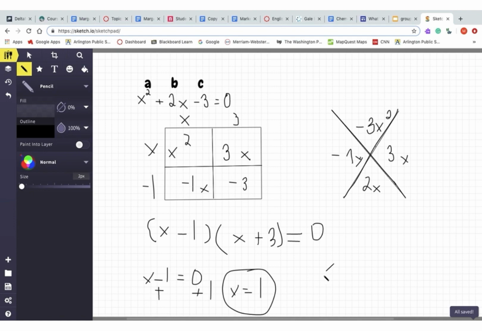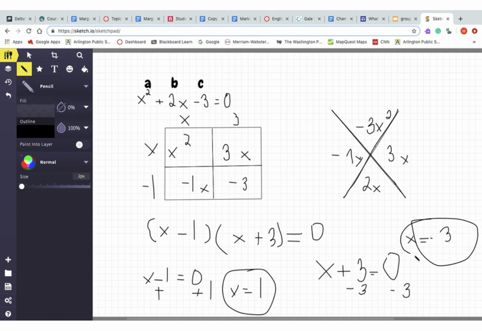Then let's move on to the second one. x plus 3 is equal to 0. So subtract 3 from both sides, and you get x is equal to negative 3. So these are our answers. This one and that one.